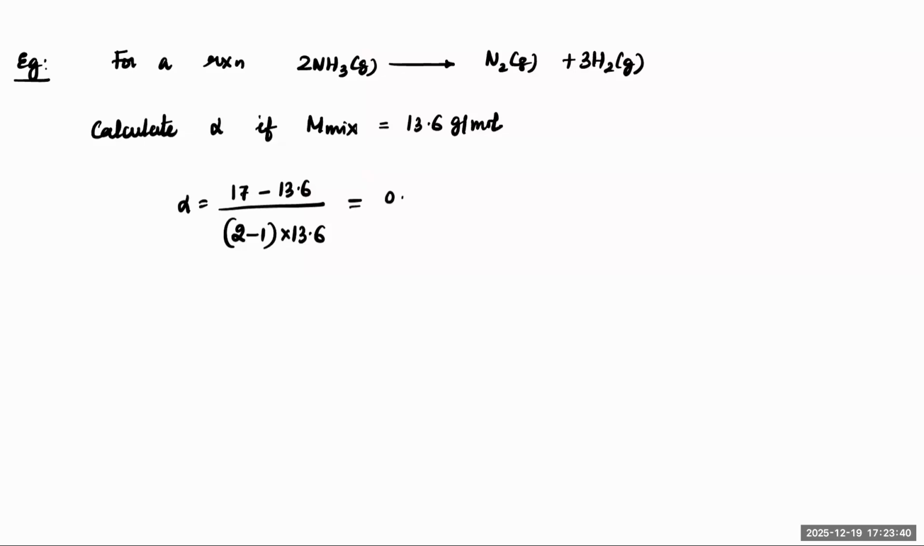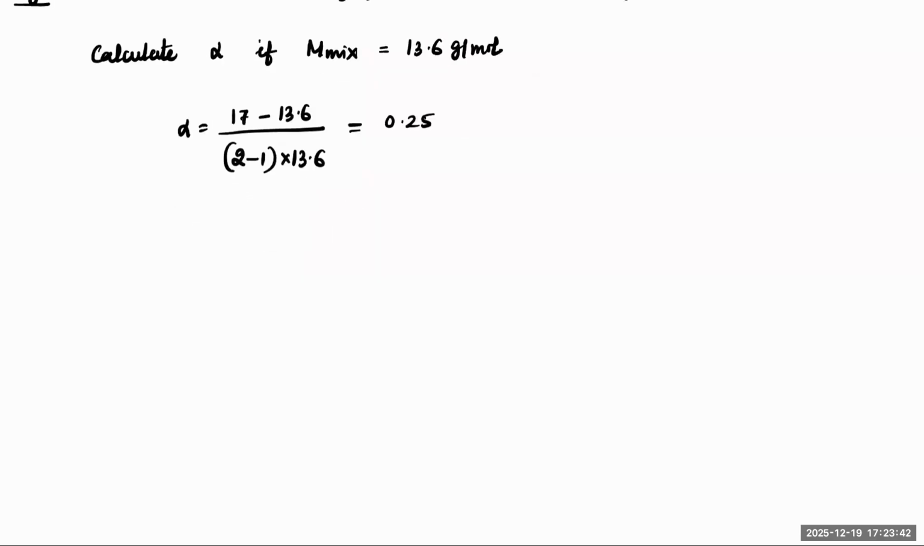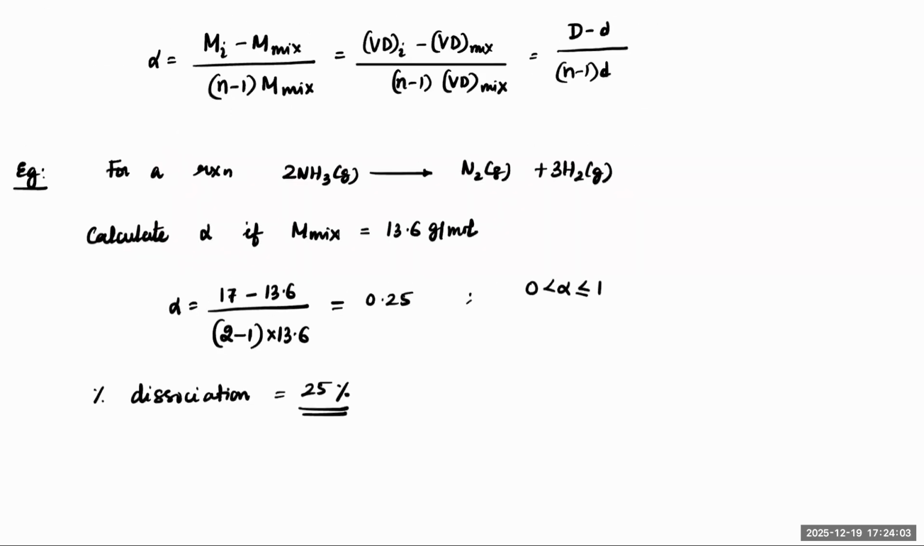So this value comes out to be 0.25. One thing you notice is that the alpha value will be somewhere between 0 to 1. If the question asked is what is the percentage dissociation, percentage dissociation is how much? 25%. Done? Just multiply by 100 to get the percentage dissociation.